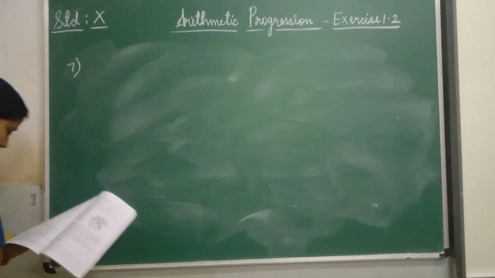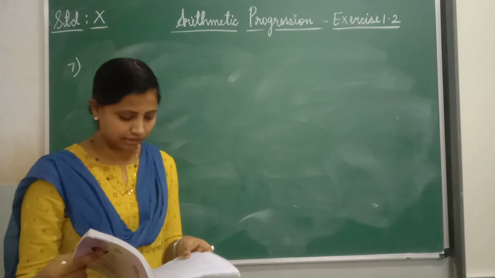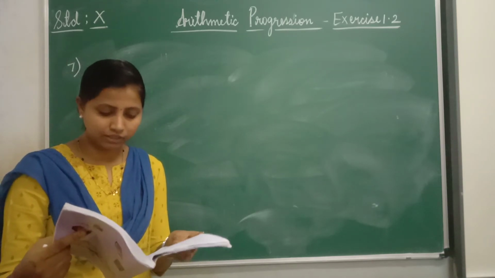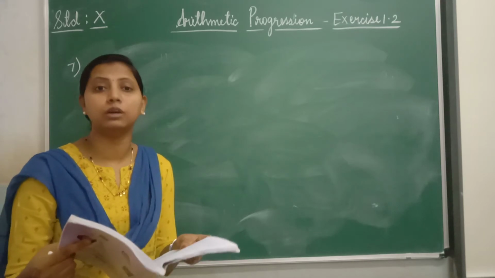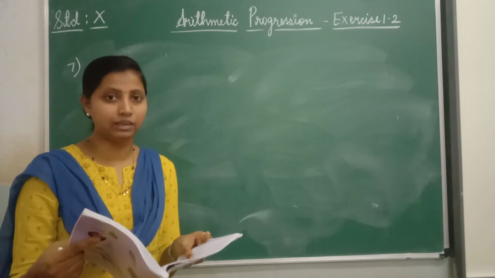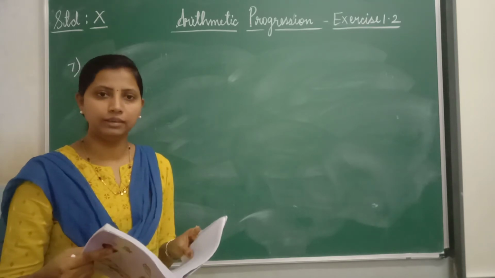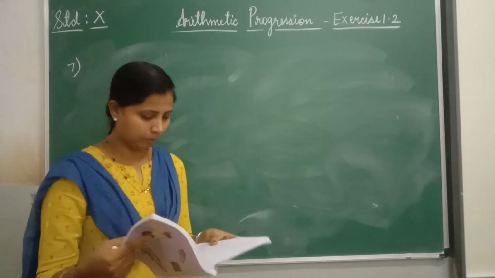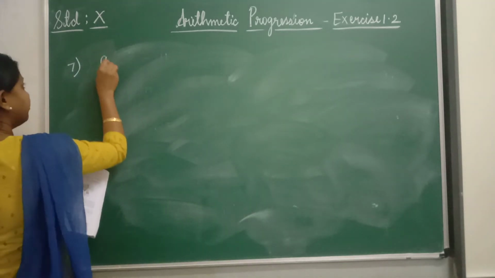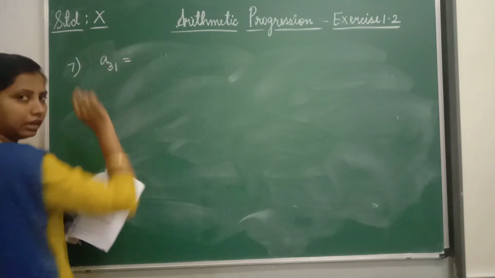Seventh question of the exercise is: find the 31st term of an AP whose 11th term is 38 and 16th term is 73. Firstly, you have to write what you have to find and what is given, and then you can proceed. The 31st term of an AP is nothing but A31.